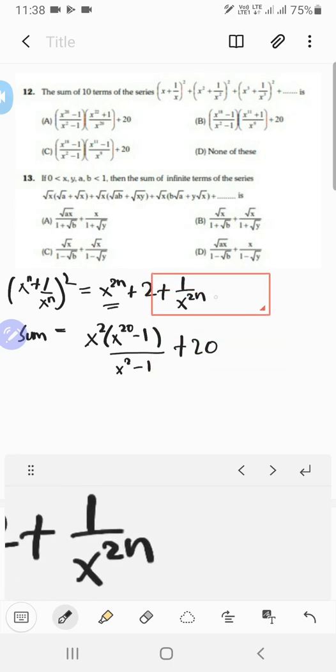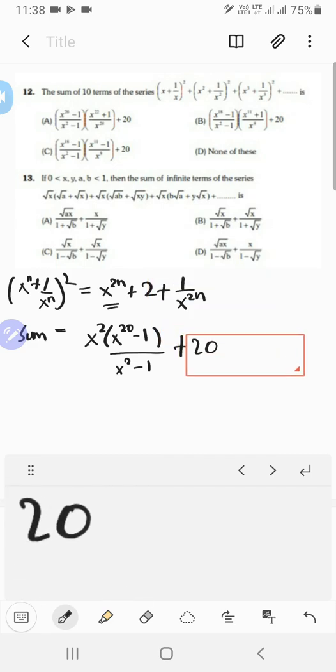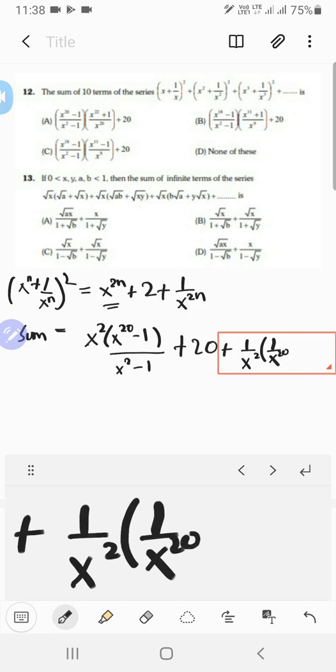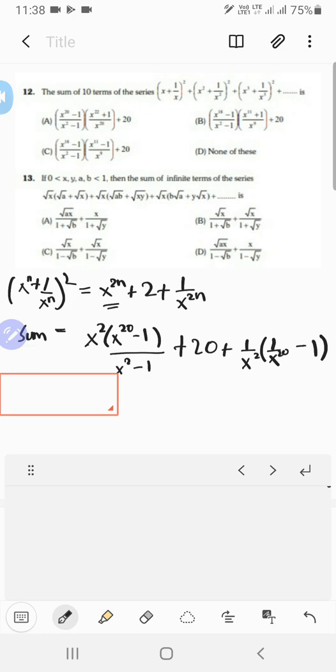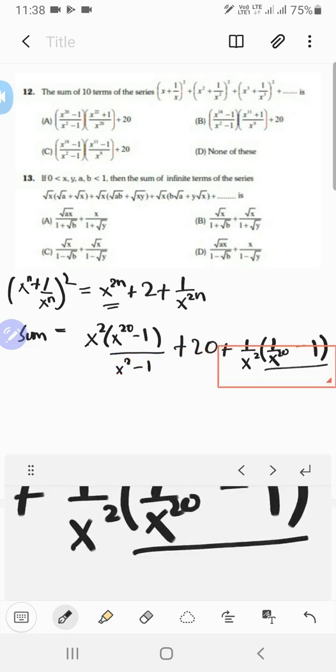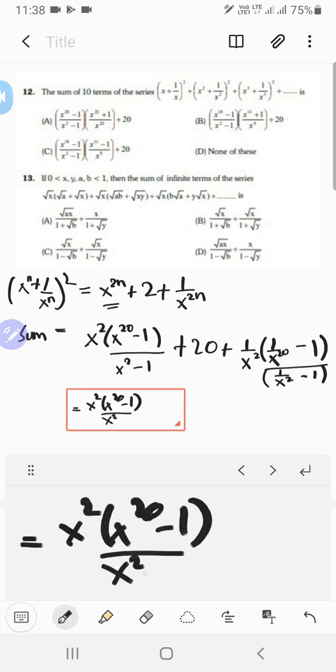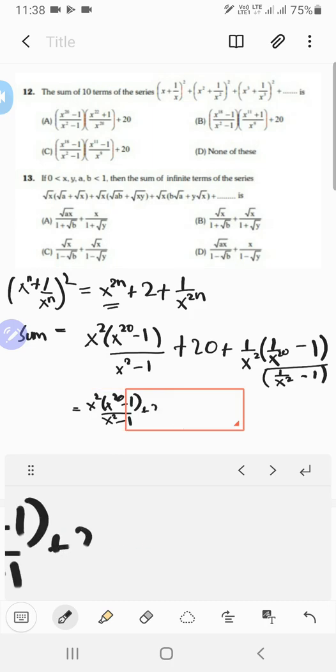And then this looks weird, but it is also a GP. It's a geometric progression with the first term being 1 over x squared and the ratio being 1 over x squared. So plus 1 over x squared times (1 over x squared to the 10th power, which is 1 over x^20, minus 1), and then this complete thing divided by 1 over x squared minus 1. Okay, so now let's simplify this. This is x squared times (x^20 minus 1) upon (x squared minus 1). Just going to leave it like that, plus 20.